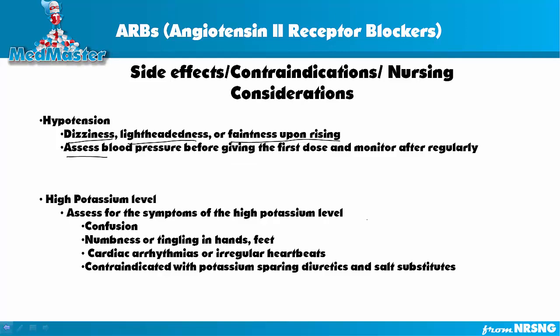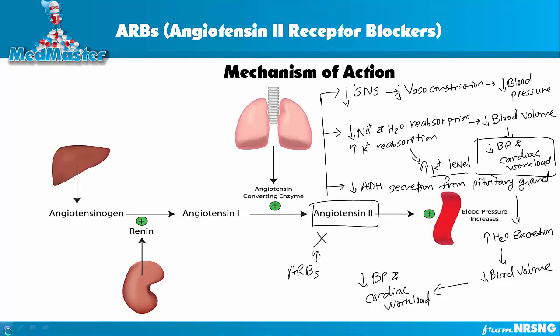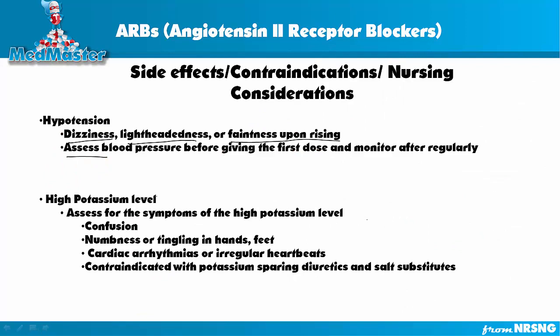Now let's go back to the previous slide really quickly and look at this potassium reabsorption, okay? And we talked about how this can increase the potassium level. So that's why one of the side effects is that it can cause a high potassium level in our body. So what are the symptoms of a high potassium level? Confusion, numbness or tingling in hands and feet, cardiac arrhythmia. So we have to look for those symptoms and teach the patient about those signs and symptoms as well.